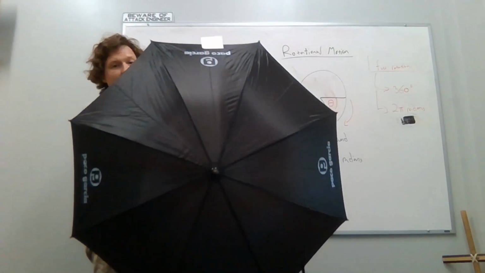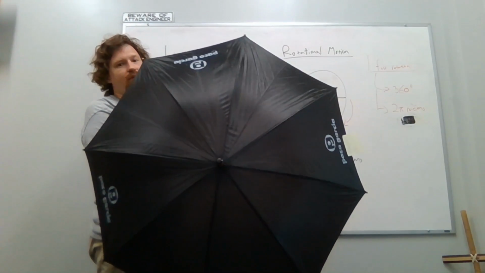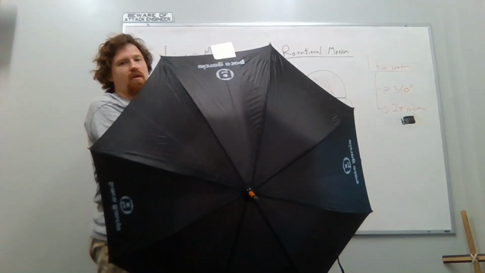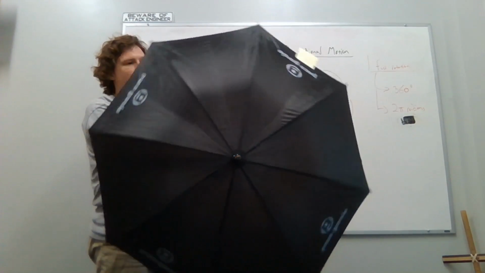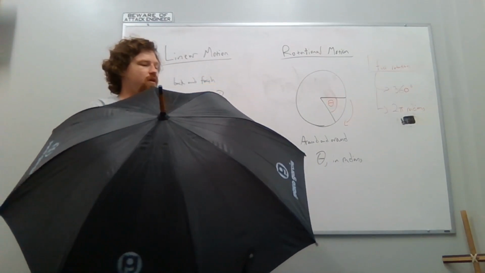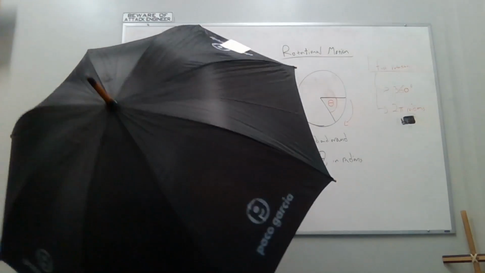But it is rotating, and we can tell it is rotating because we can watch the sticky note as it moves around. If we're starting from here, then this would be a 90-degree rotation. The umbrella has moved 90 degrees from where it started. I'm going to put the sticky note here so it's easier to see against the whole of the umbrella.